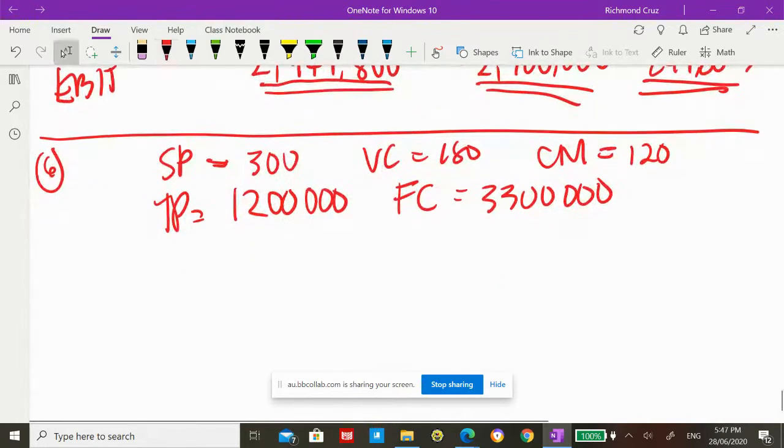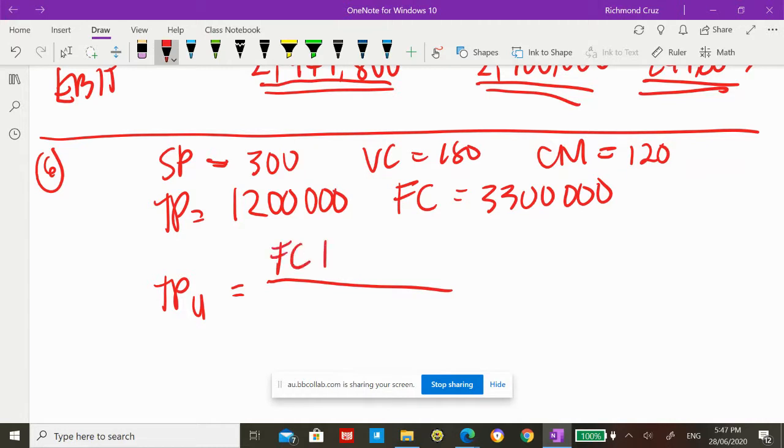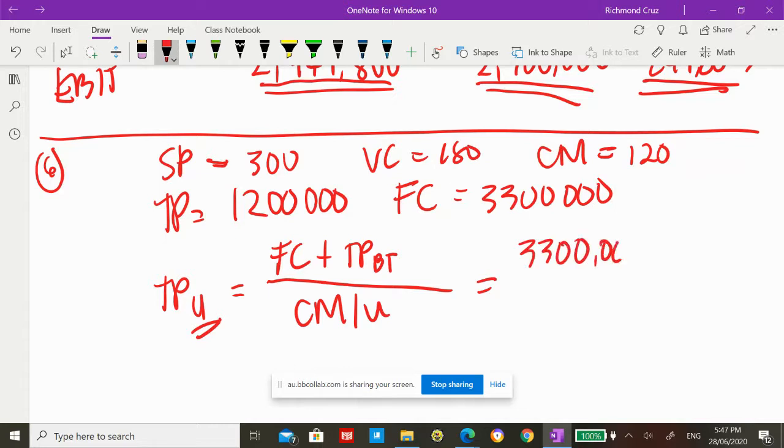So, to solve this, the target profit in units is 1,200,000. The question is how many units. We can take the fixed cost and add the target profit, but take note, this should be before tax. Then I divide by the contribution margin per unit, because we are looking for units. If it were sales, of course, we would use the percentage, the contribution margin percentage. So, if that's the case, the fixed cost is 3,300,000.